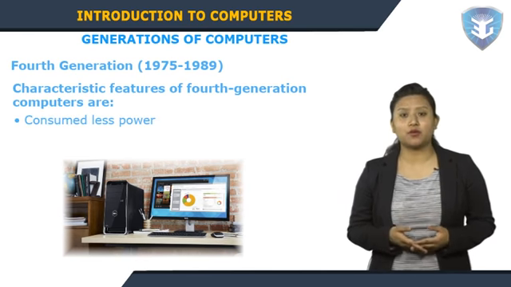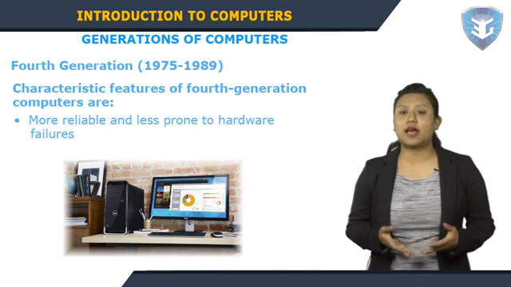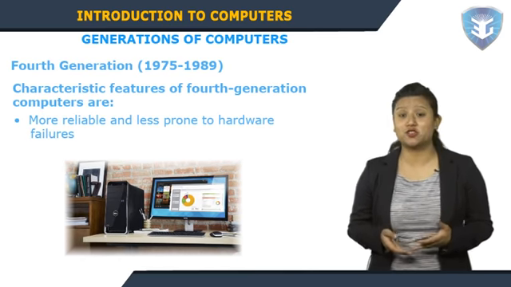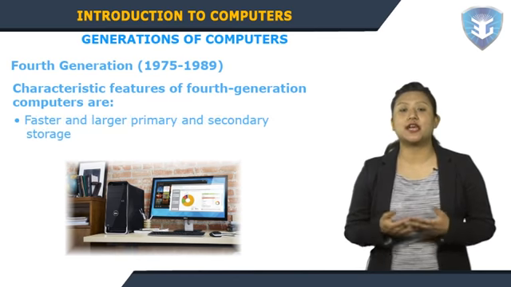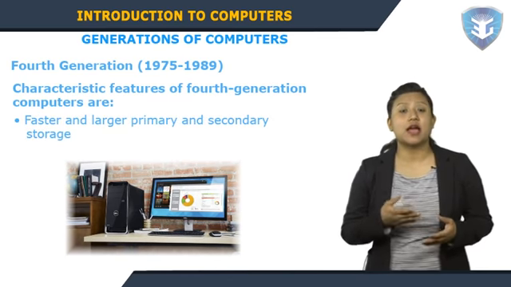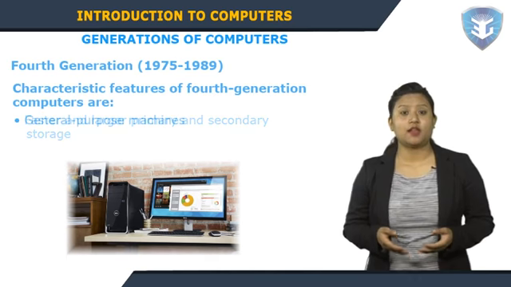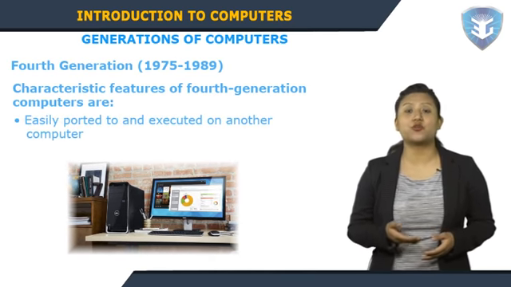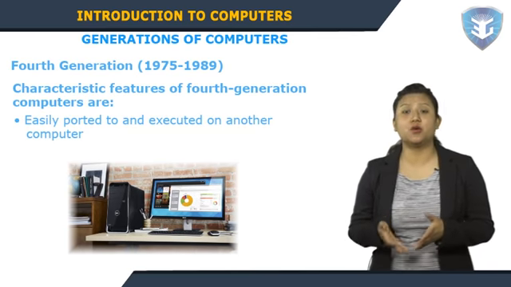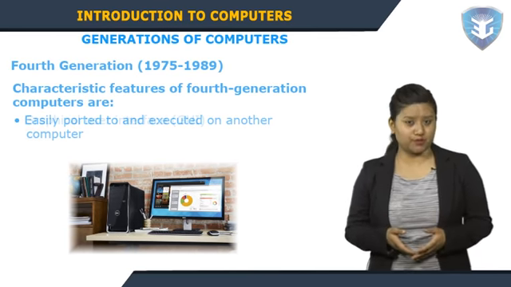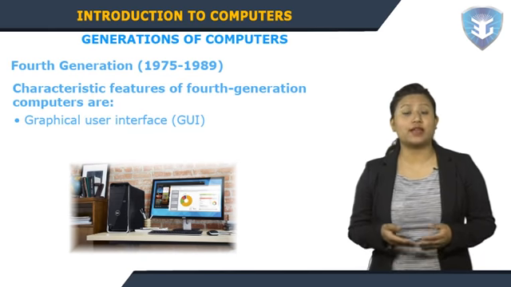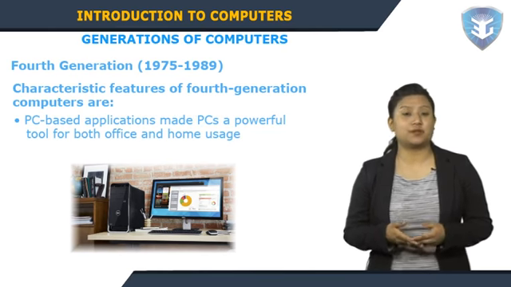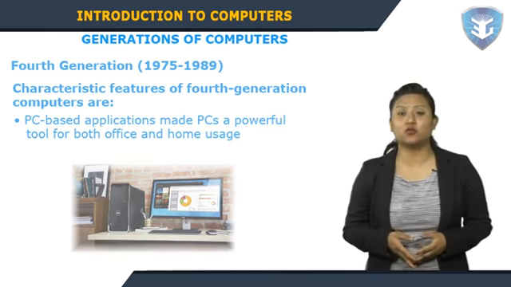They consumed less power than third generation computers. They were more reliable and less prone to hardware failures than third generation computers, requiring negligible maintenance cost. They had faster and larger primary and secondary storage as compared to third generation computers. They were general purpose machines. Use of standard high-level programming languages allowed programs written for one computer to be easily ported to and executed on another computer. Graphical user interface, GUI, enabled new users to quickly learn how to use computers. PC-based applications made PCs a powerful tool for both office and home usage.